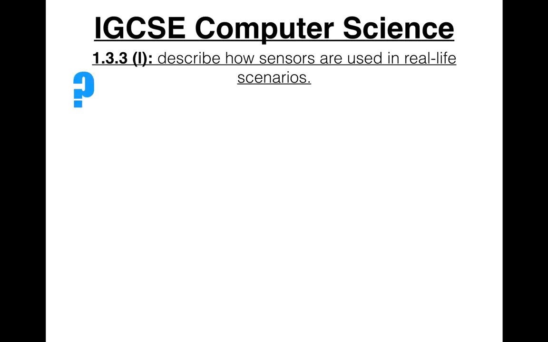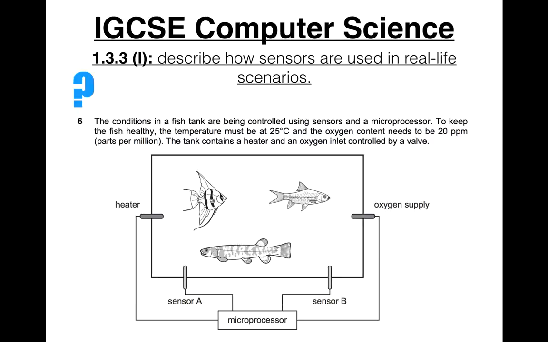So here's an exam question. The conditions in a fish tank are being controlled using sensors and a microprocessor. To keep the fish healthy, the temperature must be at 25 degrees Celsius, and the oxygen content needs to be 20 parts per million. The tank contains a heater and an oxygen inlet controlled by a valve. A valve, of course, is the actuator. So this is what you could say.